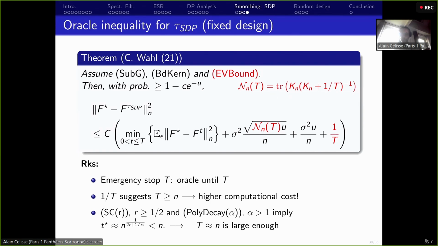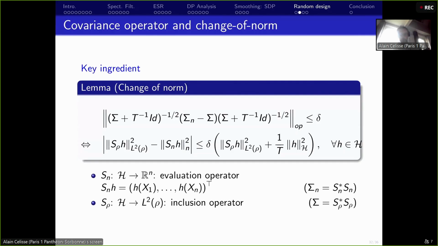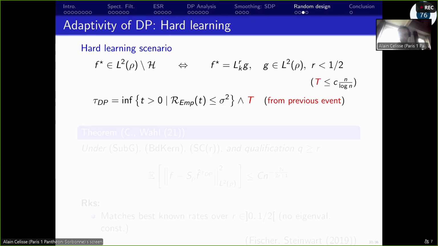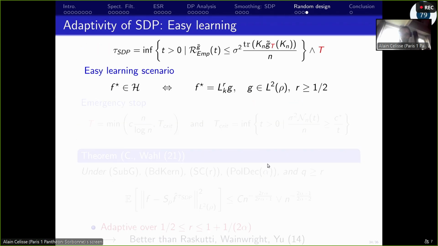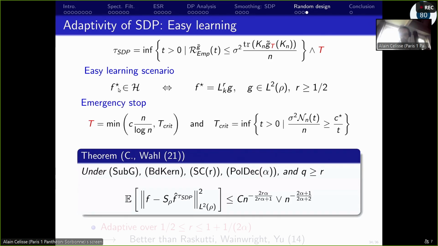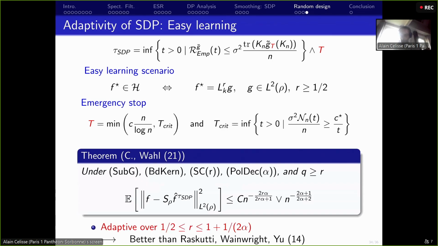We can prove, thanks to a change of norm lemma, that we can translate all the results we have for the fixed design to the random design setting as well. Not for free, but it's possible at the price of some technicalities. And we can prove that in both situations we are rate optimal, meaning that in a hard learning scenario you get the best possible rate over some class of functions. You're really adaptive. And the same story in an easy learning scenario where you assume that the function f star belongs to the RKHS: you are adaptive for very smooth classes of functions. So we are optimal in this respect.